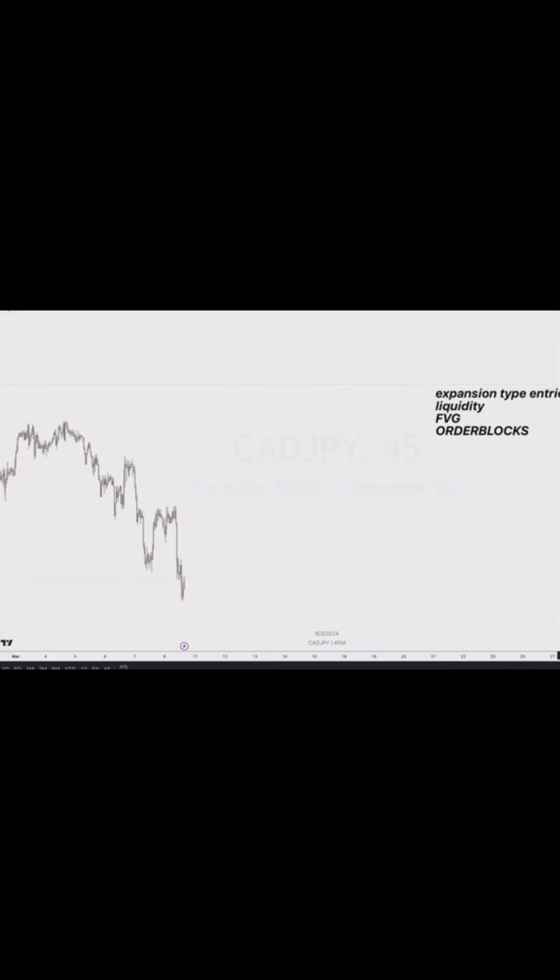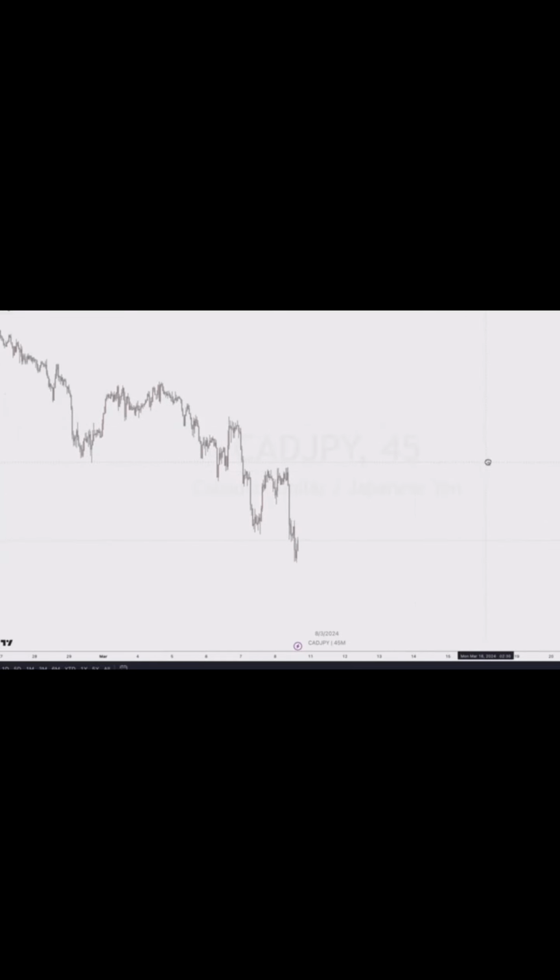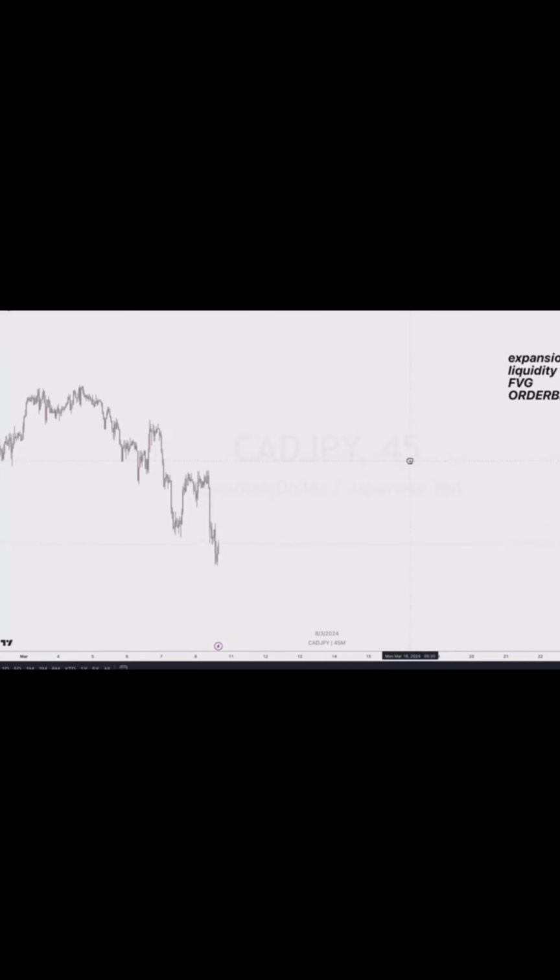So expansion type entries, we have breakout block and mitigation block. So don't forget, any place that's liquidity, price will most likely want to react from there and drop, because price is seeking liquidity. Then we have fair value gaps, then we have order blocks. So you can see order blocks is the last in this list. This means price will react to another block when price wants to. Or if there is an expansion type entry, like a breakout or a mitigation block around that place, price will most likely prefer to trade from there.